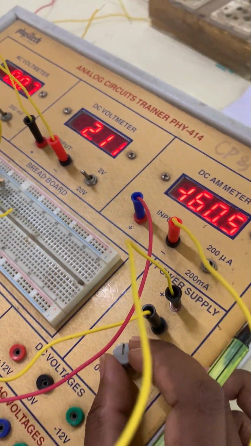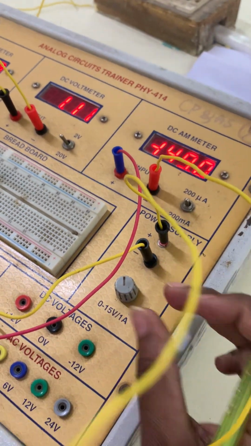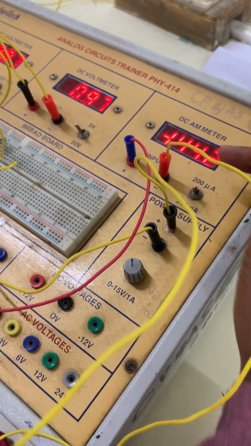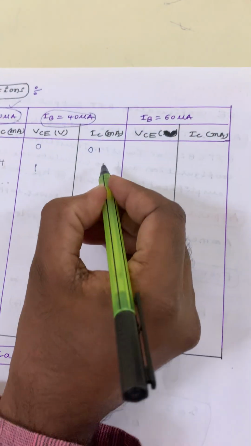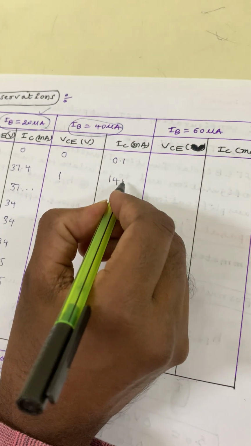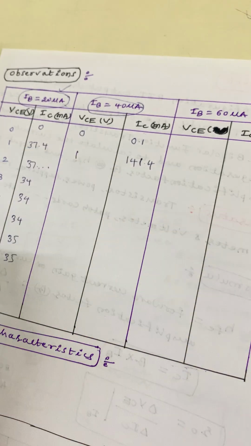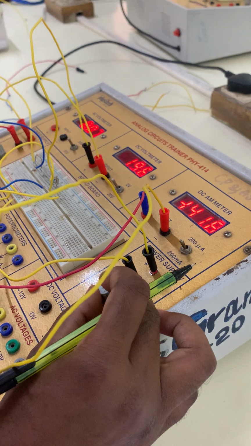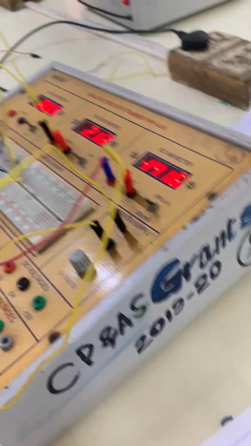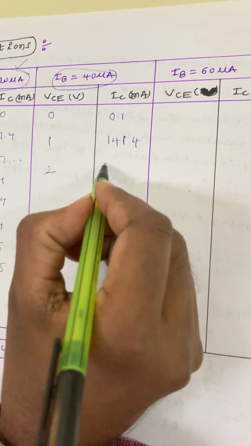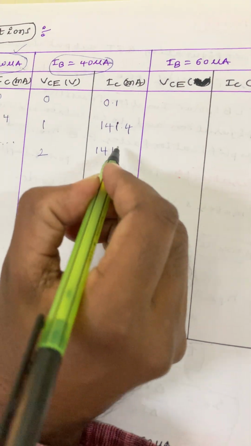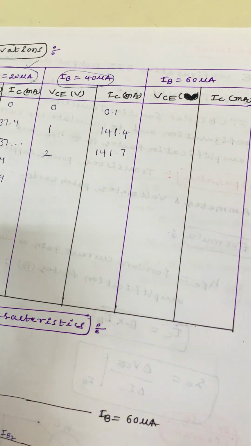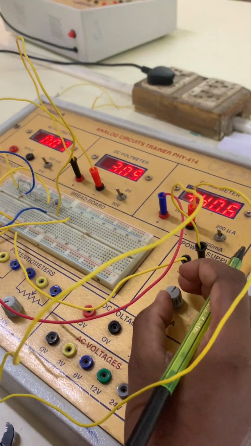How much you have to increase? 1 you have to increase. If it is 1, how much you are getting? Once you see, for 1 volt 141.4 we are getting. So next 2 volts you have to apply. So apply the 2 volts, how much you are getting? Once you see, for 2 volts also 141.7 we are getting. For 3 volts you have to apply.